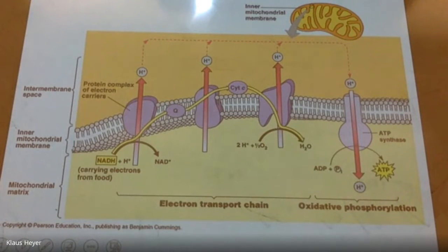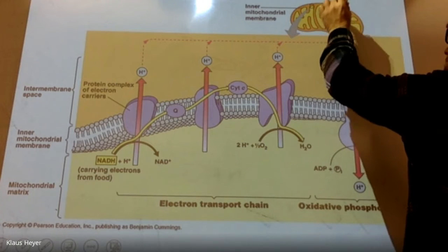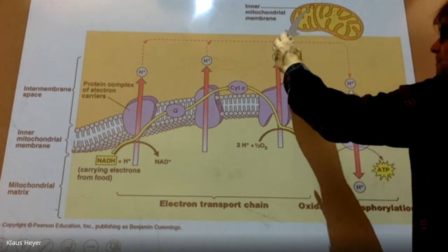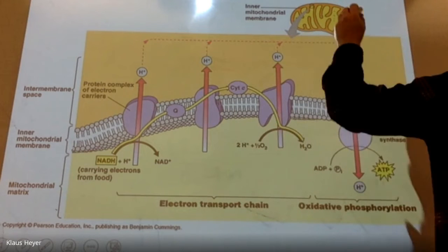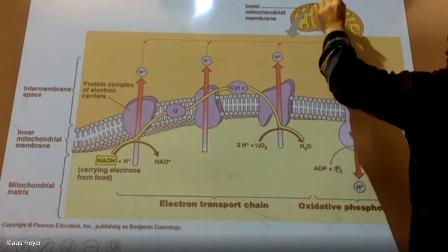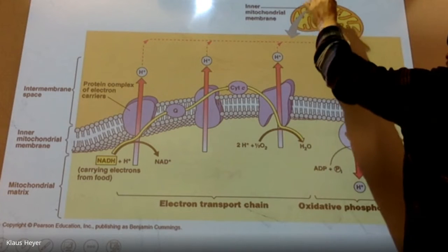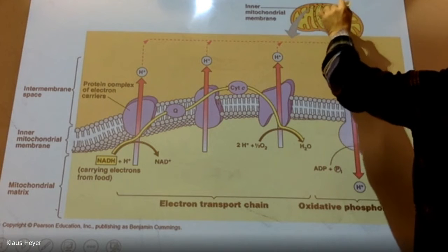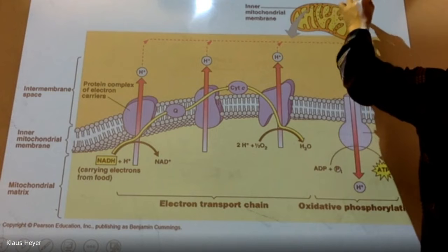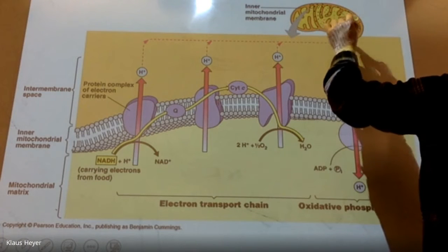Right now, before we operate the pumps, we've got a bunch of protons. These H pluses are protons. Up here, they're represented by these dots that I'm making. So there are protons all throughout the mitochondria. I know I'm making a lot right now.